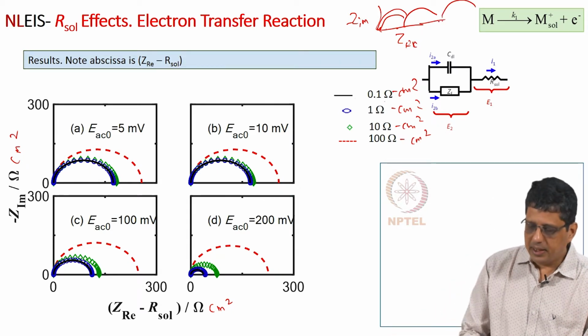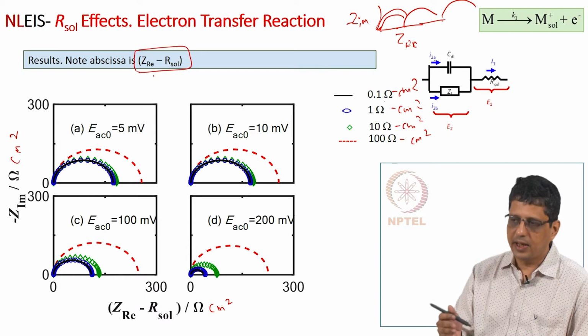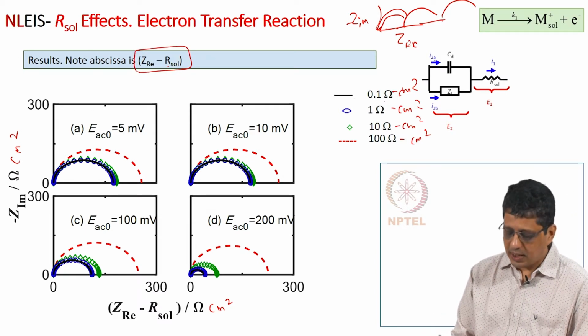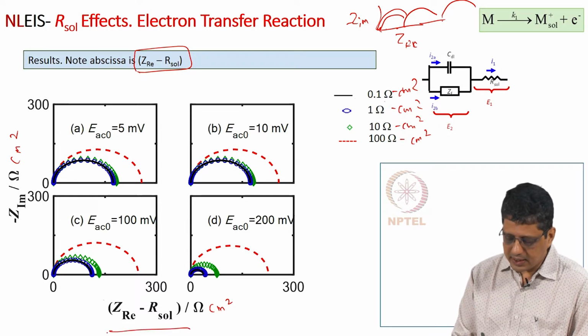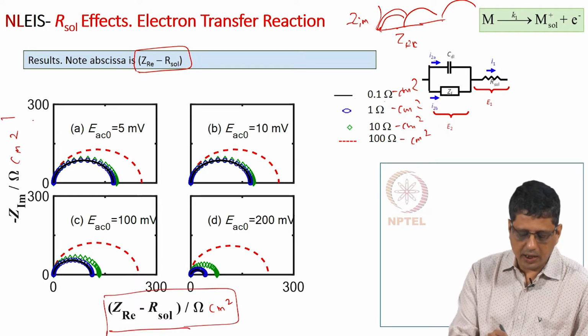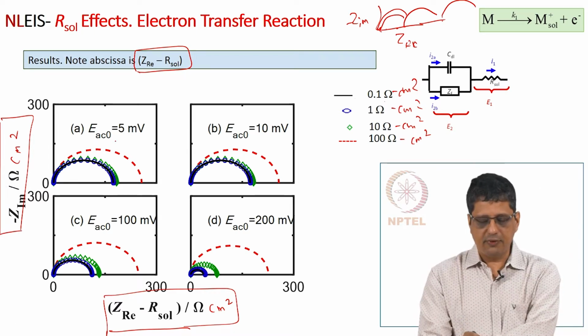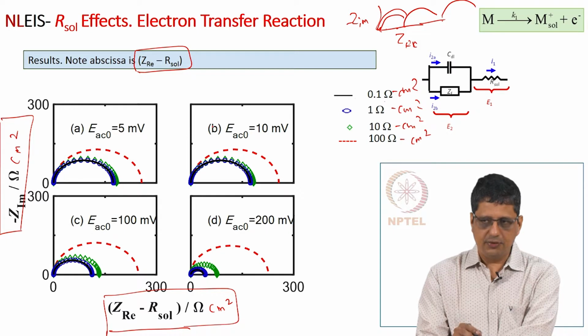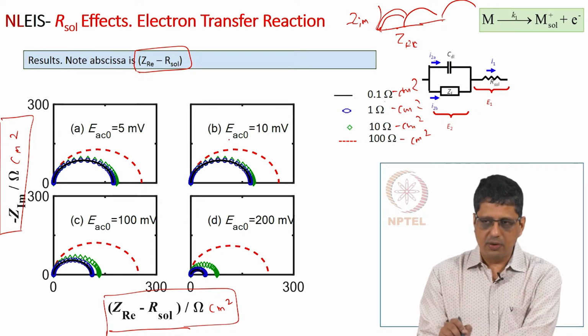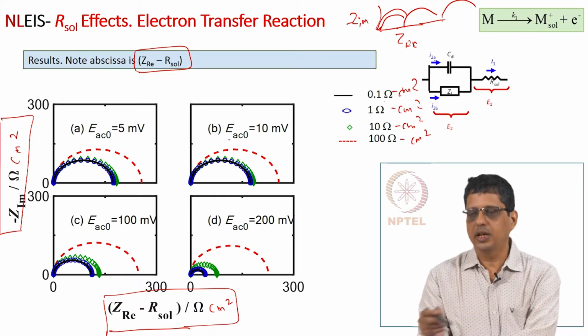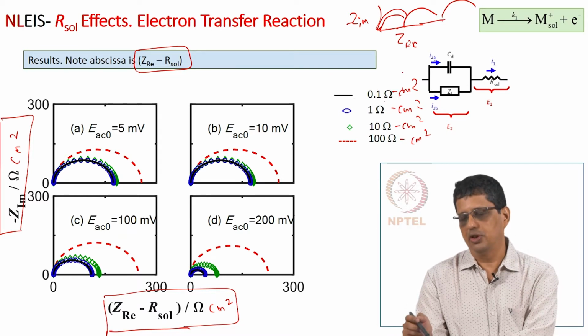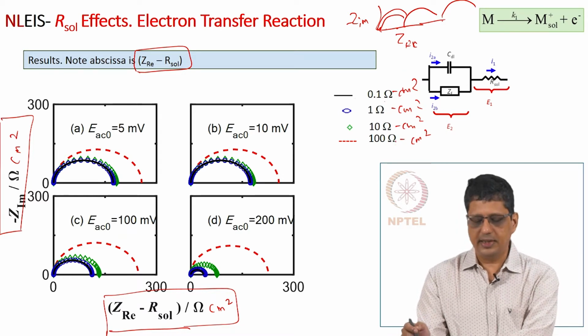In order to compare them, what I have done is, after calculating all the impedance values, I have subtracted the R solution and then plotted that in the abscissa. Ordinate, of course, I keep minus Z imaginary. So, what you see is the following: you can calculate this for small or large amplitude perturbation using this methodology, and you can calculate it for small solution resistance or a large solution resistance value.